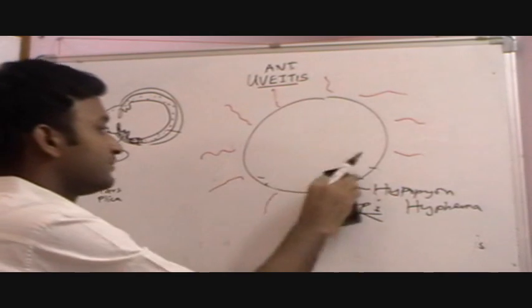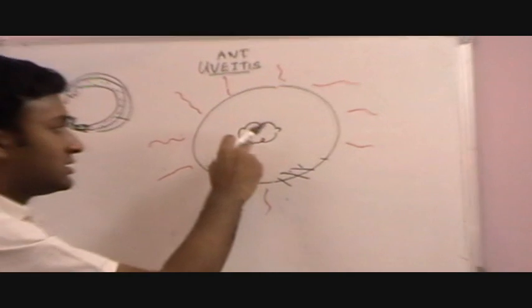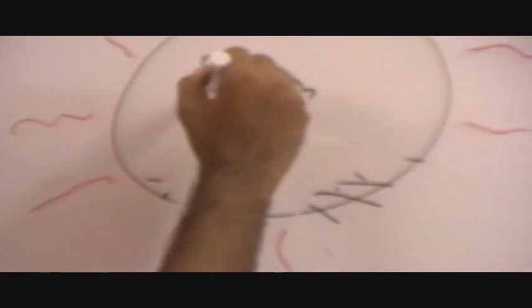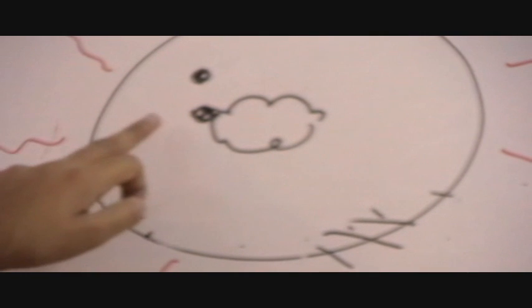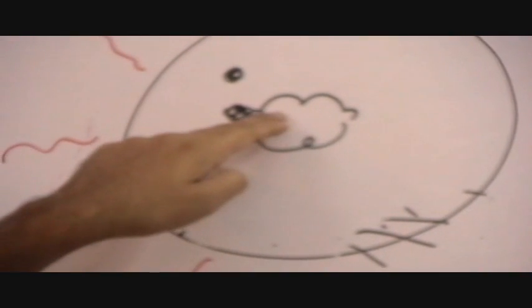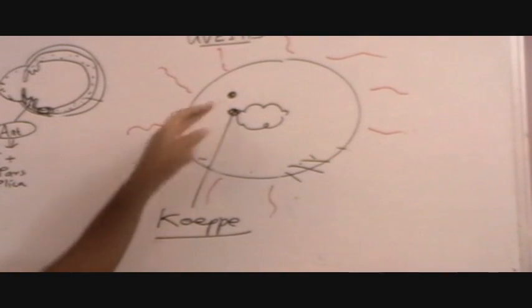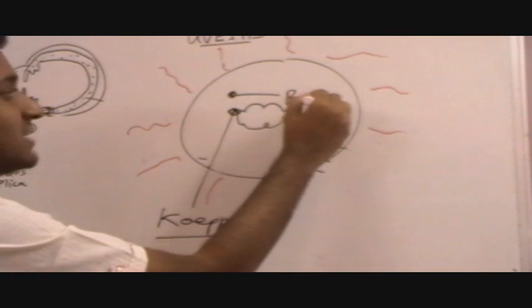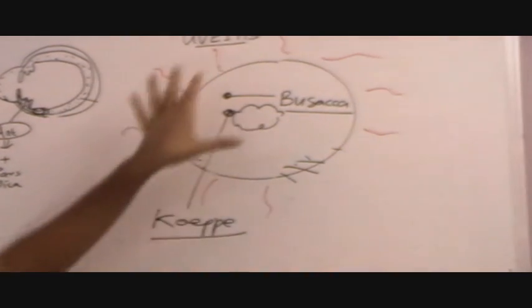Coming to the iris, this is the iris, this is the pupil. Iris is going to have nodules. This is the mid iris, this is the pupillary border of the iris. The nodule at the pupillary margin is called as Koppe's nodules, K-O-E-P-P-E. The nodules present here at the mid iris are called as Busacca's nodules, B-U-S-A-C-C-A. Very important image-based question. This is with the iris.